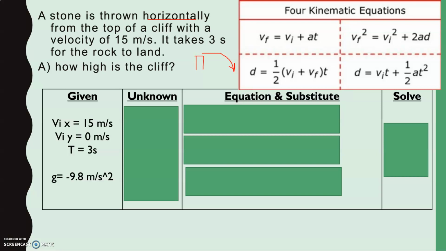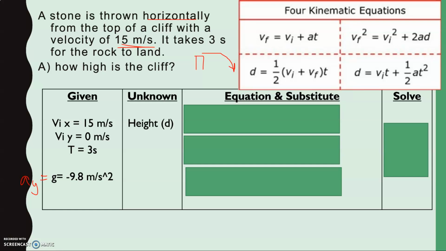So we know some givens. We know that our horizontal velocity is the 15 meters per second. We would label that as our VIX because it's our initial velocity in the X direction. X goes with horizontal, and that is 15 meters per second. We know that for things launched horizontally, their initial vertical velocity, their VIY, is 0 meters per second. It tells us the time is 3 seconds. And as always, our acceleration in the y direction would be negative 9.8 meters per second squared. And we're solving for how high the cliff is, so variable D.